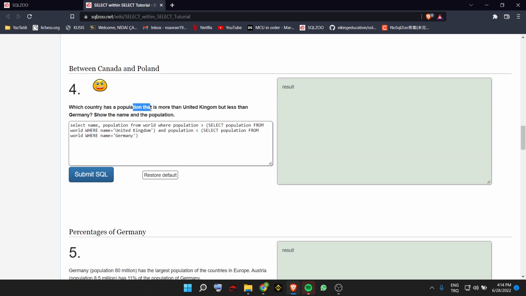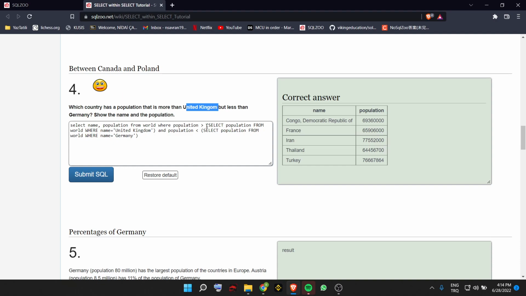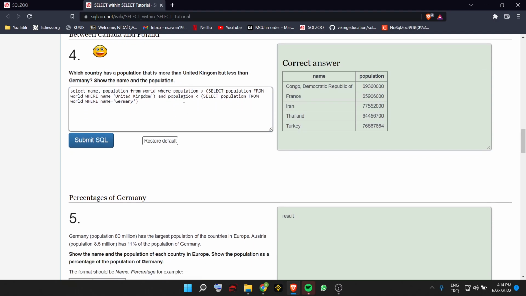Which country has a population that is more than United Kingdom but less than Germany? First, I picked the population of United Kingdom and compared it with the population, and I did the same with Germany. It's two conditions.